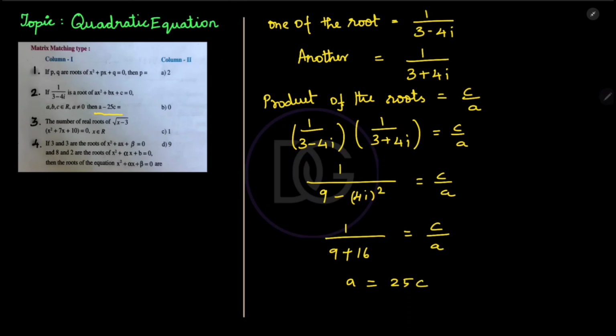Transposing this, 25c. We need a minus 25c value. So a transposing this, a minus 25c equal to 0. So finally the value of this will be 0. That is option B. This question is having only one correct answer, that is 0 alone, option B.